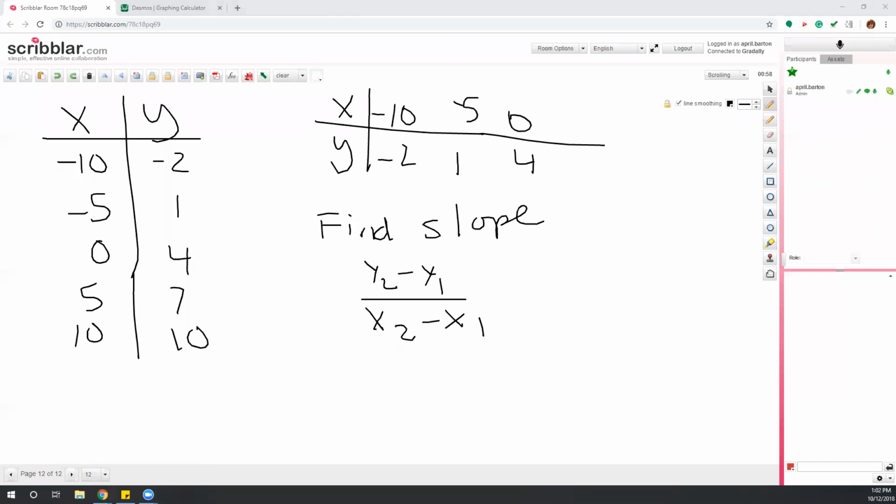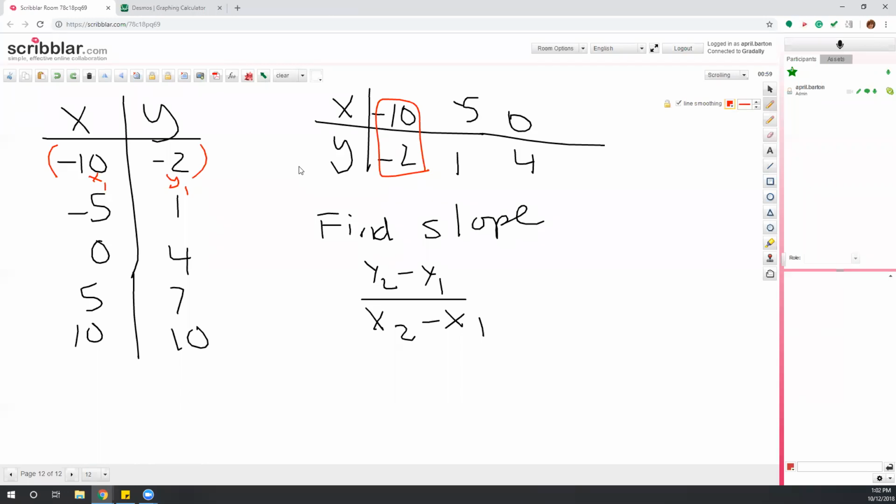So when we use it, though, we have to figure out, well, what's our x1, what's our y1, what's our x2, what's our y2? On a table, it's organized by each thing either left to right or each thing top to bottom. So -10 is in the x column, that's an x value. -2 is in the y column, that's a y value. And since it's the first one on the list, we'll call it x1, y1.